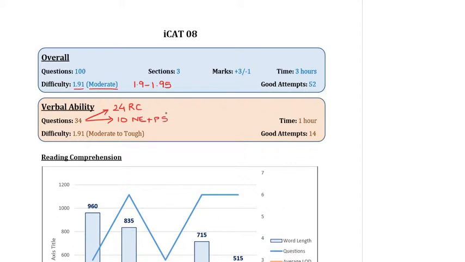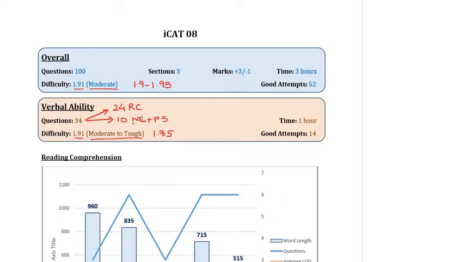So firstly, we observe that verbal ability coincidentally also had the exact same difficulty as the overall mock itself. However, you would note that this has been classified as a moderate to tough section. This is because on the whole, the average difficulty level expected for verbal based on the CAT of last 3 years is around 1.85. So while the overall mock is somewhere at par with the actual exam, the verbal ability was marginally tougher than the actual exam.